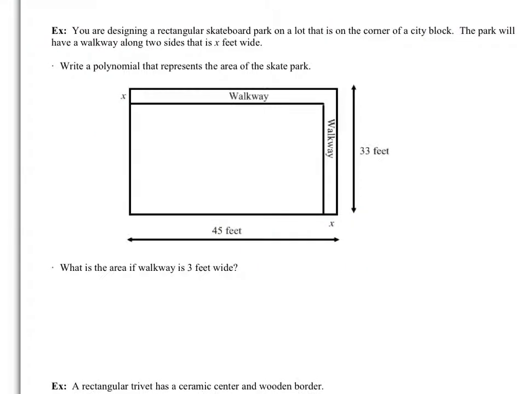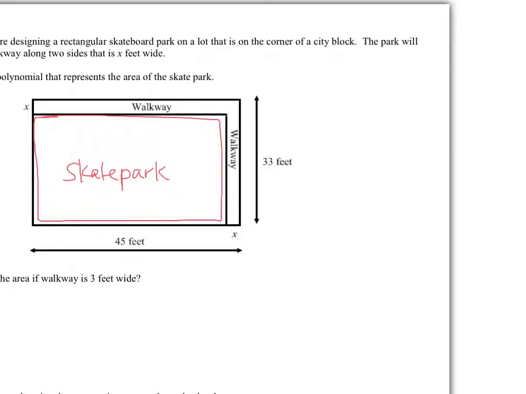So in this example, it says that we're designing a rectangular skate park that's on the corner of a city block, and it will have a walkway along 2 sides. So here's my walkway, which means my skate park is what's in here. And we want a polynomial that represents the area of the skate park. Well, the skate park is a rectangle, so to find the area of the skate park, we're going to need to do length times width.